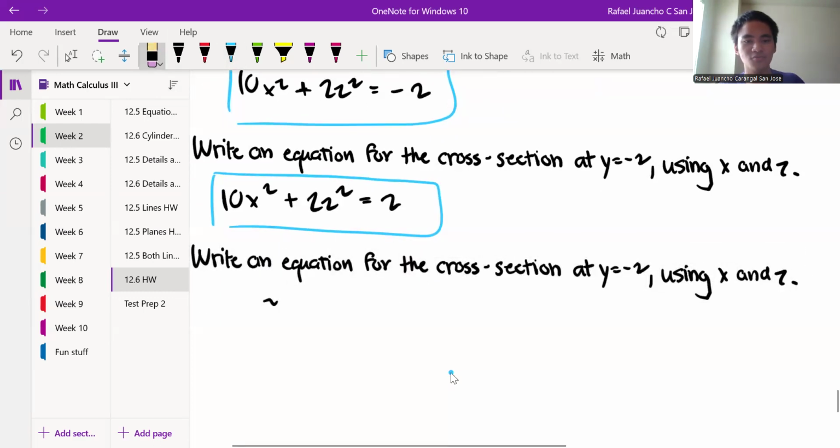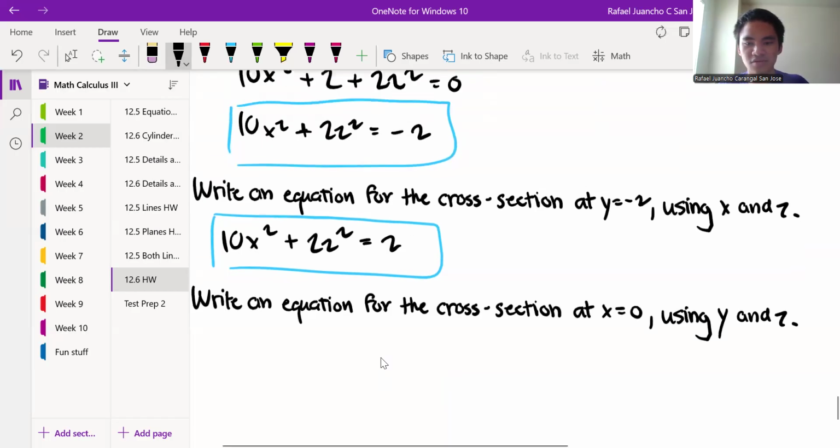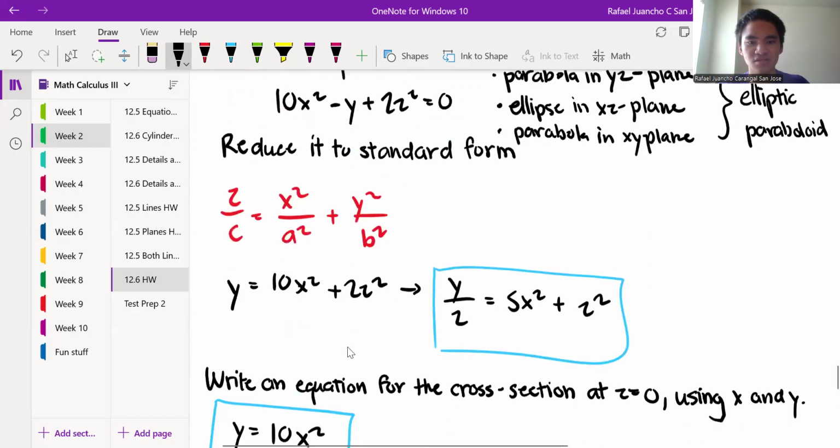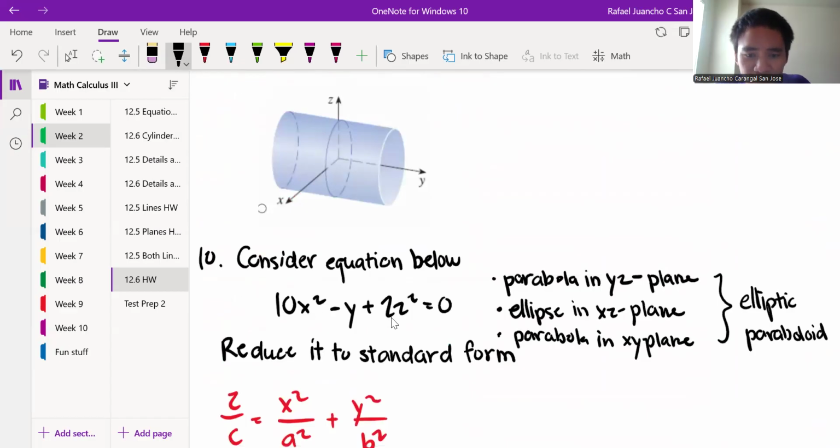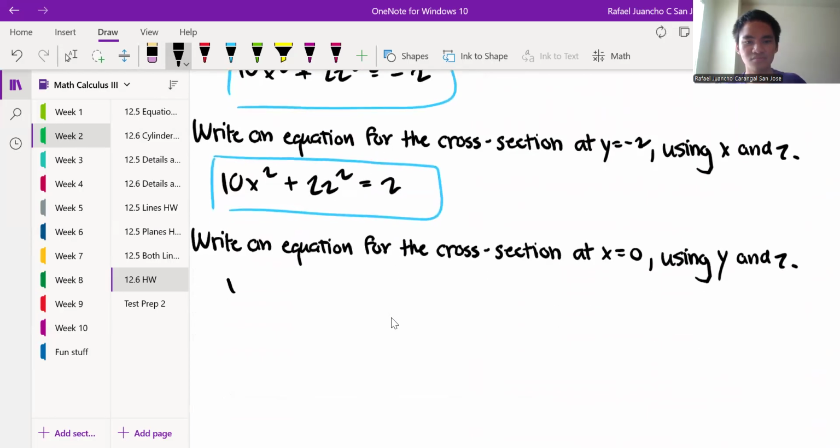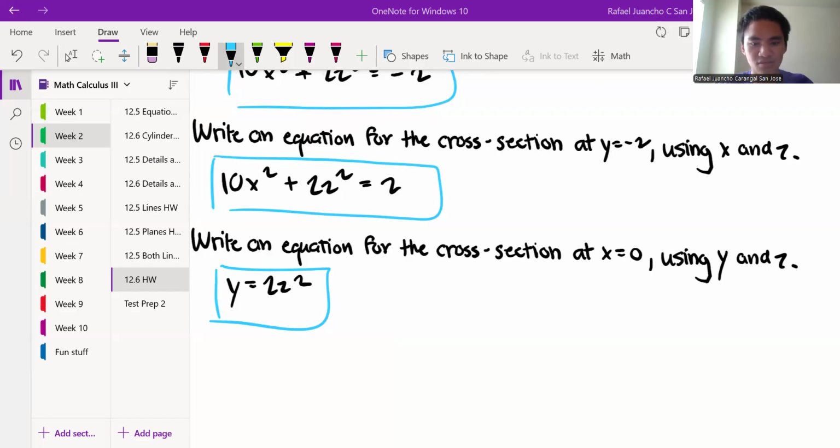We do it again. This time, we make x equal to 0. And here we're using y and z. So if we look at our previous equation, we can just cancel out this x. We get negative y plus 2z squared equals 0, so we get y equals 2z squared. So this is really just some simple algebra. Y equals 2z squared. Done.